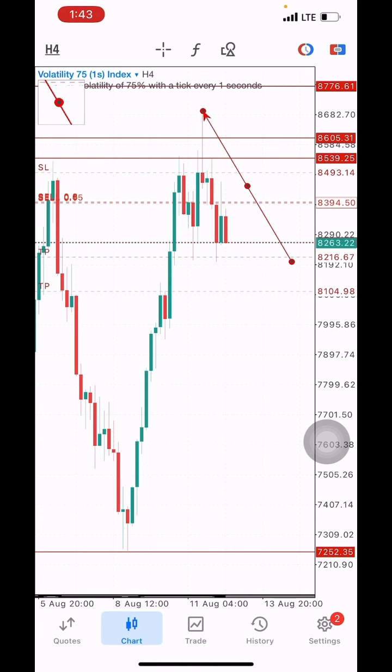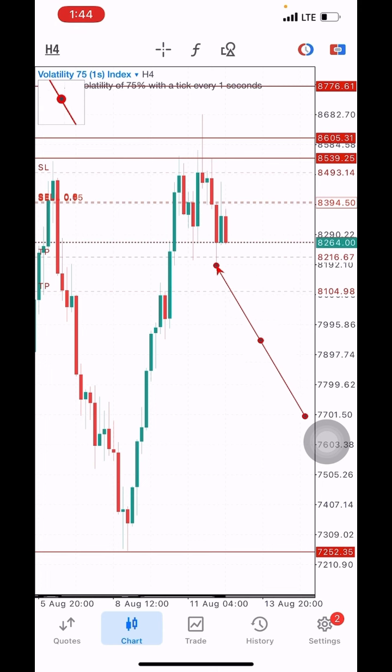This is, what is it called? A gravestone. This gravestone candlestick. So after seeing this candlestick with this massive rejection, I know that the market will be going down. So I had to wait patiently for a bit of pullback.